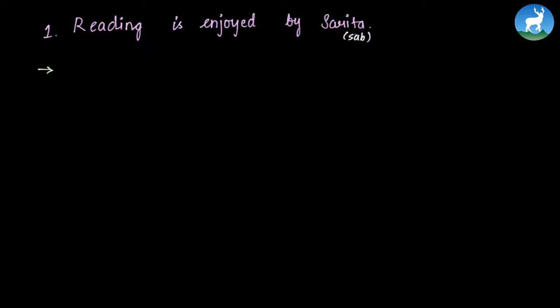Now what we do is to convert it into active voice, we rewrite the sentence such that the subject, that is Sarita, is performing the action. So we now give importance to the subject and not to the work. Hence, the sentence in active voice becomes Sarita enjoys reading. Now here, we see that Sarita is given more importance than reading.